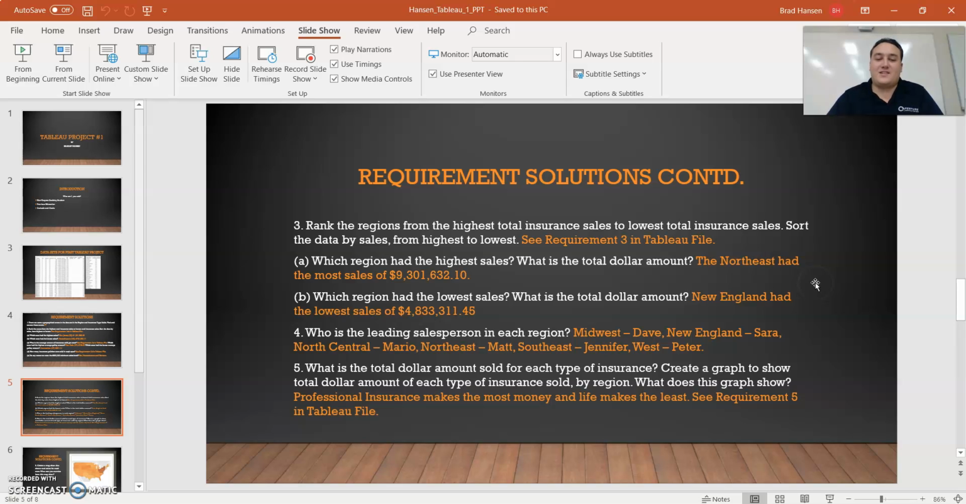5. What is the total dollar amount sold for each type of insurance? Create a graph to show the total dollar amount of each type of insurance sold. So overall, looking at it, we can look at it right now.